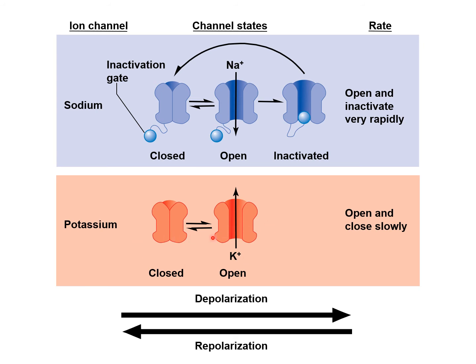Potassium, on the other hand, is just a single gate. It opens when the voltage is right, and then it closes when the voltage goes different. So it's a much simpler scenario. It only has one gate, whereas the sodium has the activation gate and the inactivation gate.